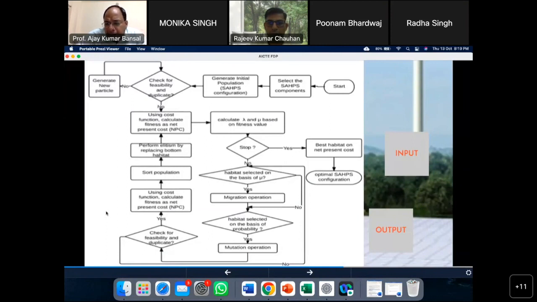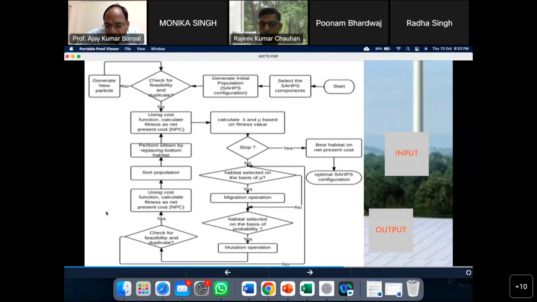We will generate a particle. We have to check the feasibility of that particle, that it is feasible to supply the load, because it must be within the search space allocated to us. Then, using the cost function, we calculate the net present cost of all the particles we have generated. Then we calculate lambda and mu based on the fitness value of the system, and we apply the convergence formula.